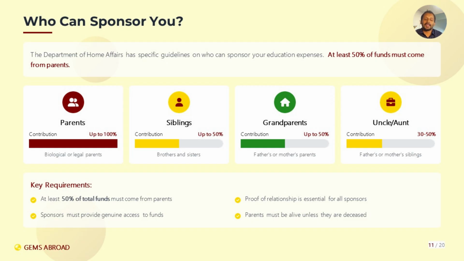Siblings and grandparents can typically sponsor up to 50% of your expenses. Extended family members like uncles and aunts can contribute between 30-50% depending on their relationship and financial circumstances. Regardless of your family situation, at least 50% of your funding should come from your parents unless there are exceptional circumstances such as deceased parents.